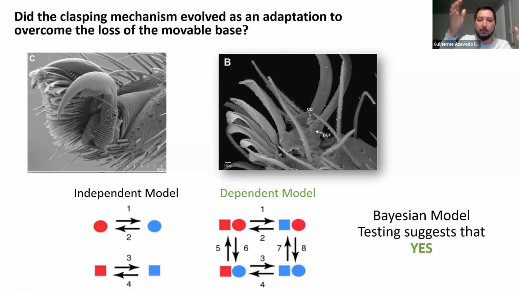So we tested with models, comparing different models of evolution. One independent model and one in which those traits are correlated. And we found that, yes, it's most likely to gain this clasper or some kind of clasper when you lose the base here.